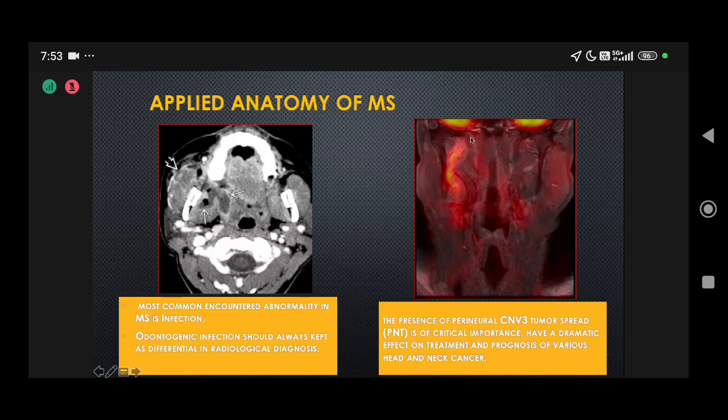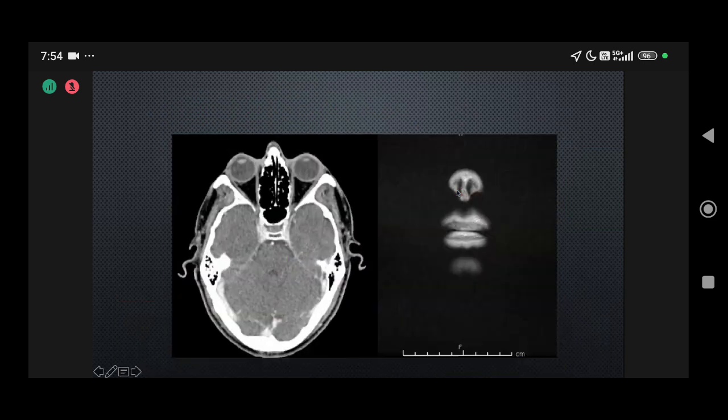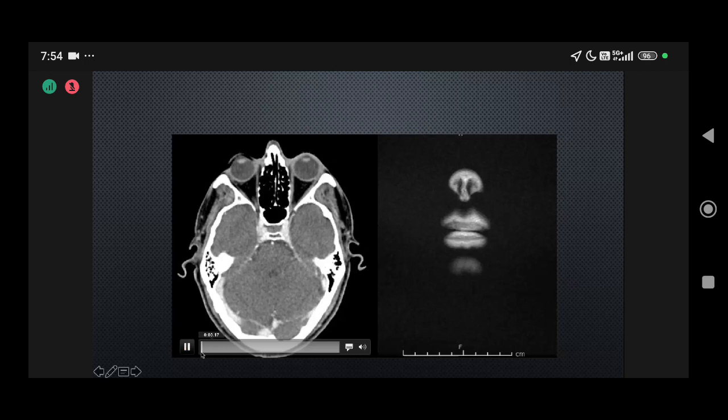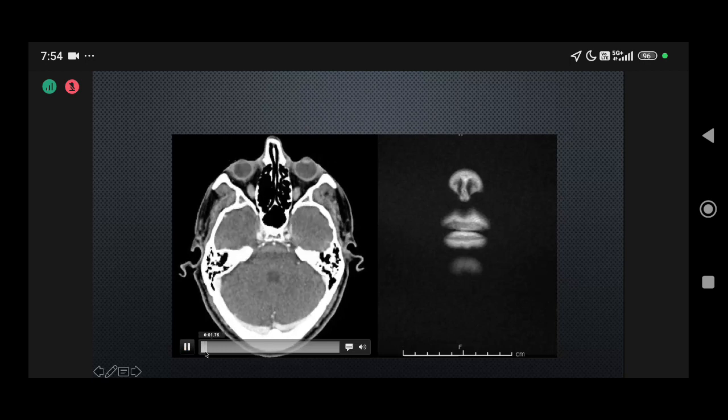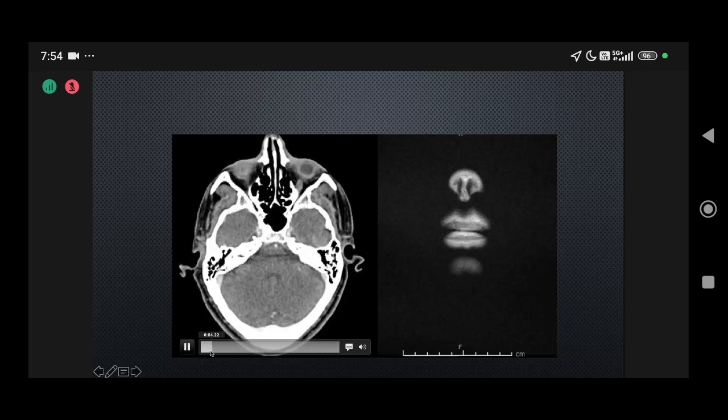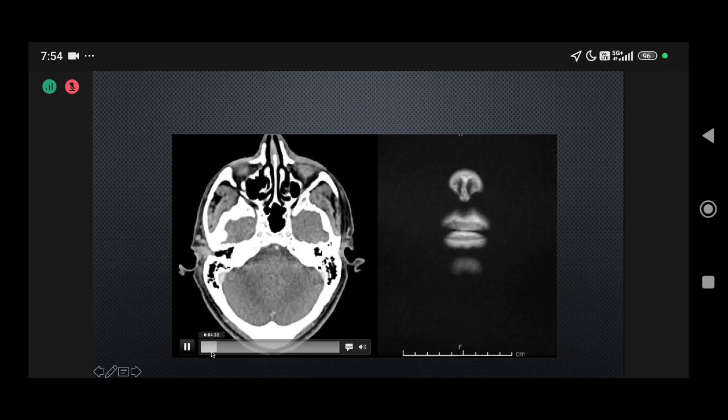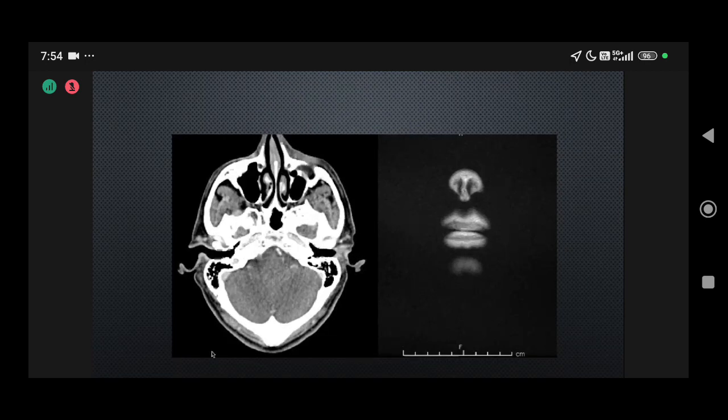So here you can see the PET MR which we have done in our institute, and there is significant thickening of the entire mandibular nerve seen on the right side, and it is showing FDG avidity. Now let us look at this case of a tumor, a left buccal mucosa malignancy, where the patient came for staging of the tumor.